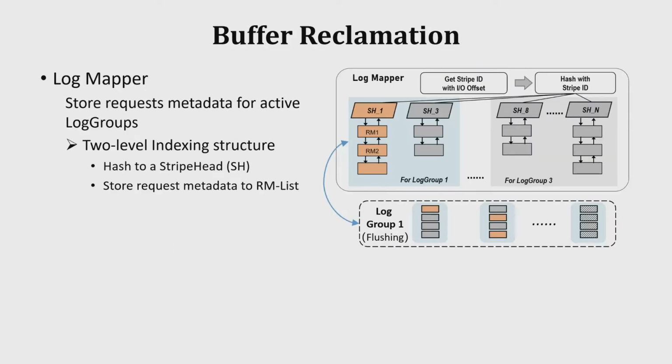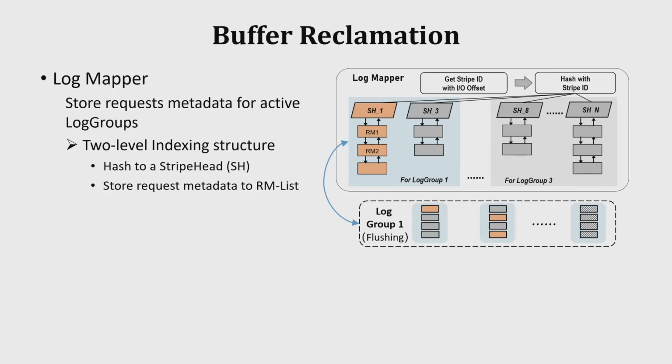Mlog monitors all the log groups' capacity. If the average capacity of its content sublogs exceeds a threshold, it will merge and flush buffer data to the underlying RAID. Mlog uses a log mapper to accelerate buffer reclamation.